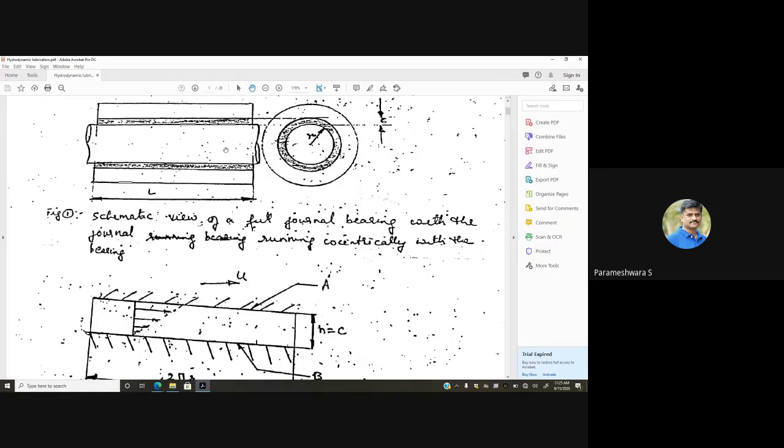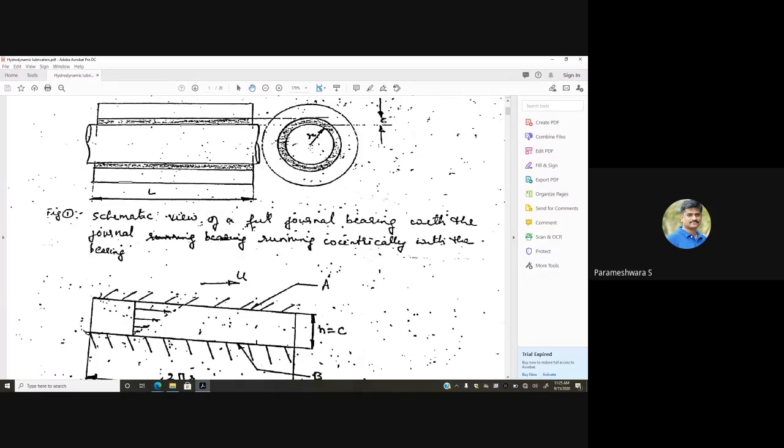So in that case, the journal starts rotating concentric with the bearing, not to the condition of infinite speed. Third condition, viscosity. Viscosity is sufficiently high, not infinite. So considering these three conditions, this journal can run concentrically with the bearing. Okay, so we'll assume these three conditions which are practicable.